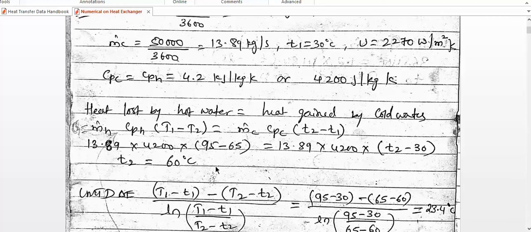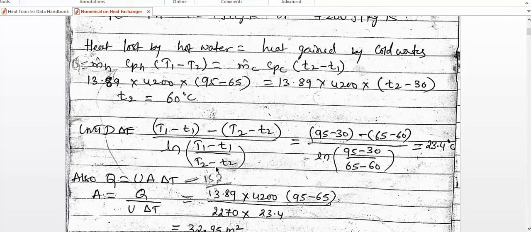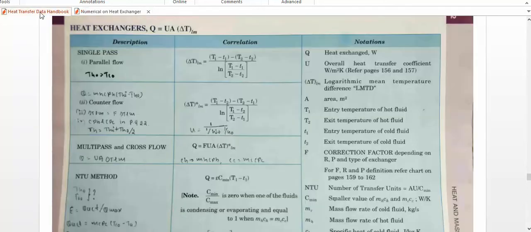Okay, now we will calculate the area. To calculate this area, this is the equation that is required. Q is equal to UA into delta T, right? This is the expression, it is there in your data handbook. Okay, I will show you this part. For heat exchangers, Q is equal to UA into delta T LM, right? So this is the expression for heat exchangers. Out of this we need to calculate A here, right? We need to calculate this area.